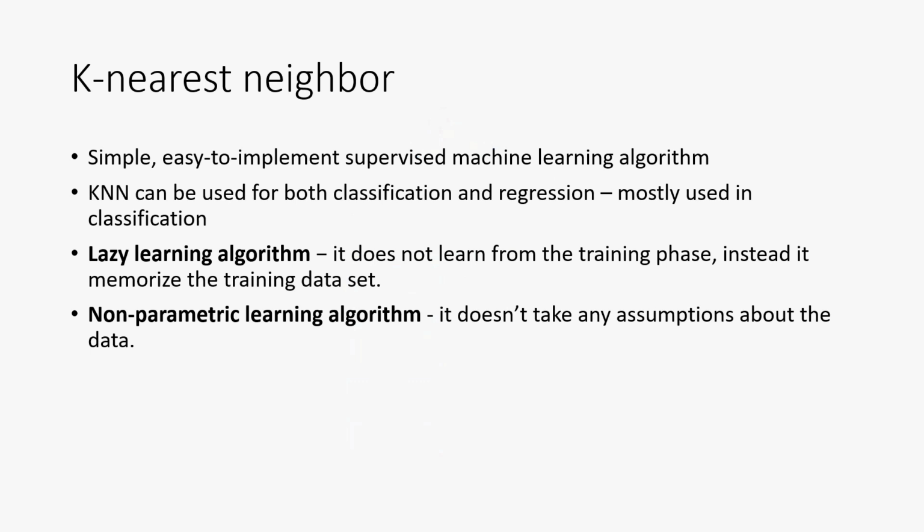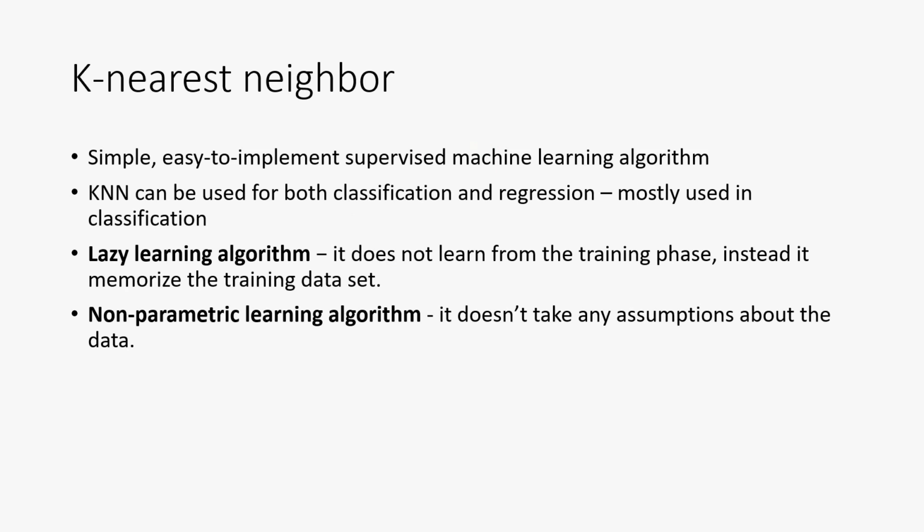What is the KNN nearest neighbor algorithm? It is a simple, easy to implement supervised machine learning algorithm. This algorithm is mainly used for classification and regression purposes. Mostly it is used in classification applications.